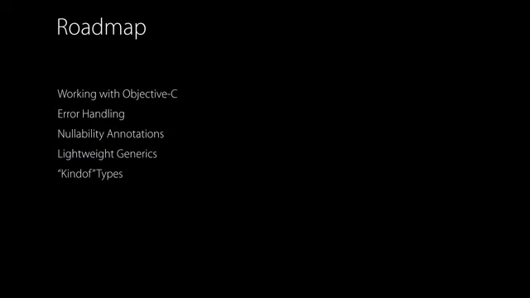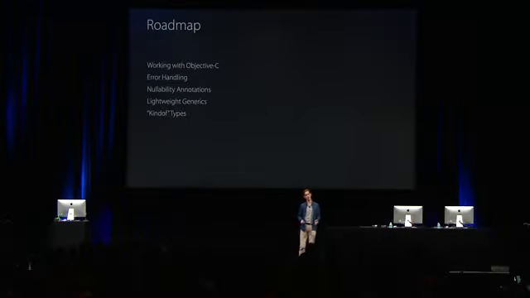So we're going to be talking about a variety of improvements today that we've made to Swift for working with Objective-C and that we've been making to Objective-C itself. We'll start off with some of the basic features working between Swift and Objective-C and the details of the new error handling feature and how that works across the language boundaries. After that, we're going to talk about the three major improvements we've made to Objective-C in the last year: nullability annotations, lightweight generics, and kind of types. But let's start on the Swift side of things.